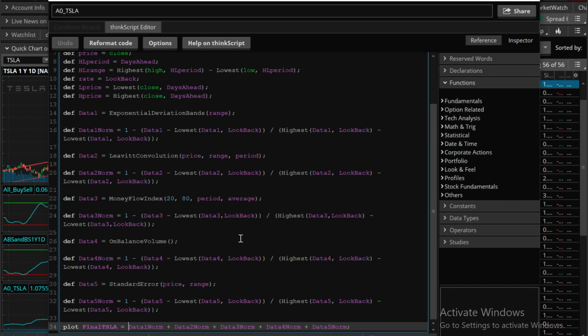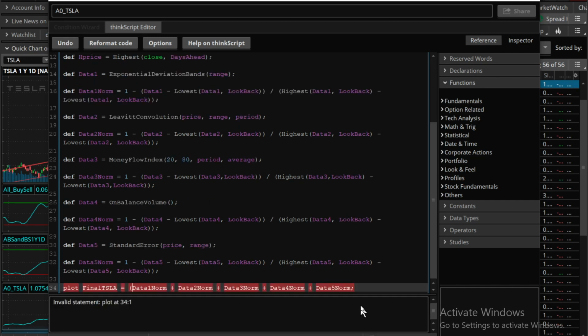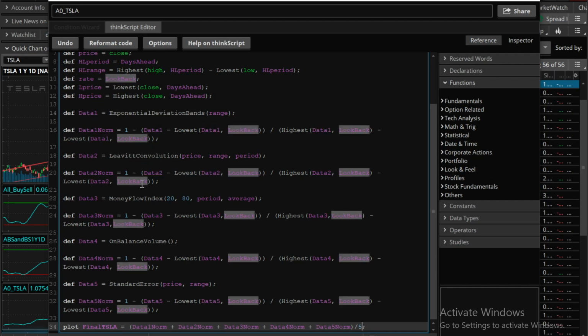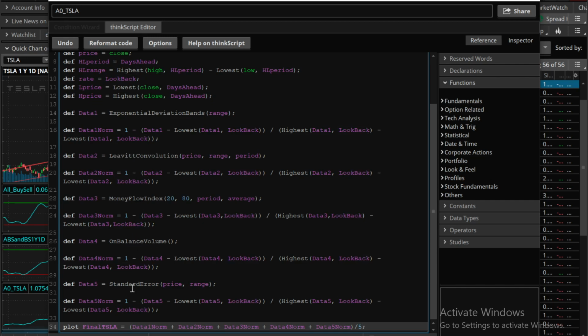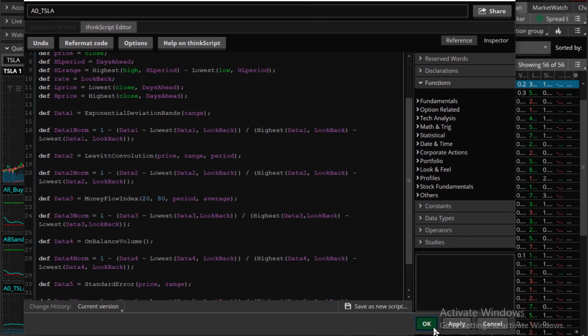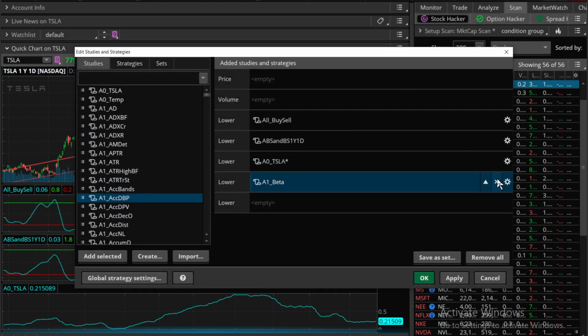And since there were 5 here, I want the value to be in the range of 0 to 1. So you can see exponential deviation bands, Lee convolution, money flow index, on balance volume, standard error. Those 5 gave the best correlation for Tesla. And where is my button? There it is. Okay. So let's get rid of that.